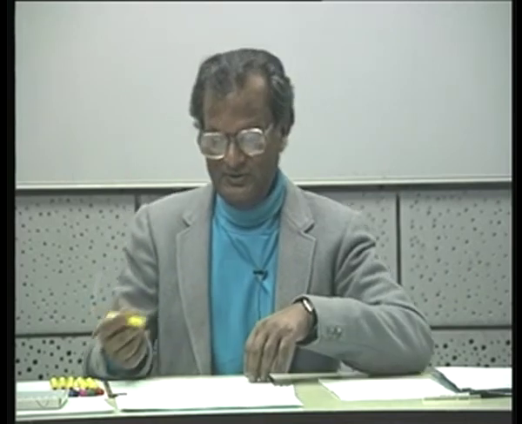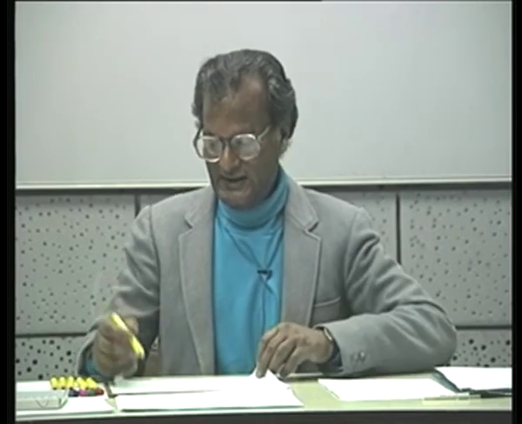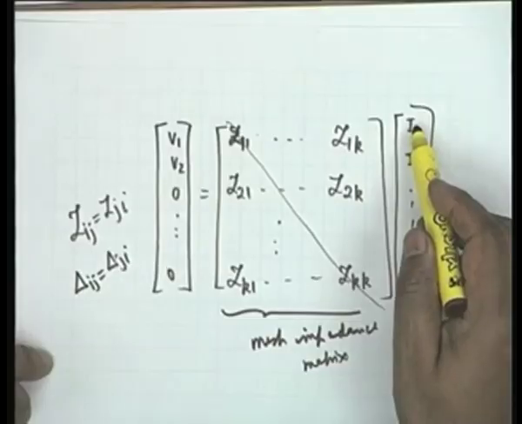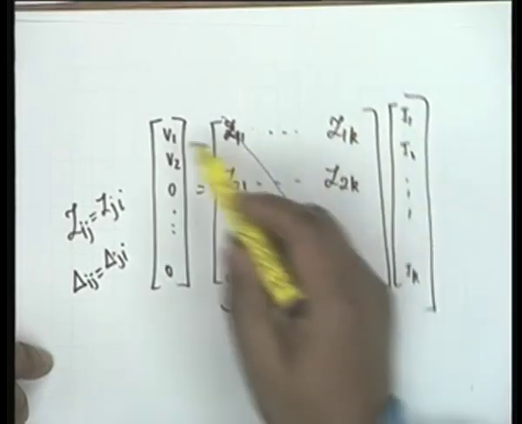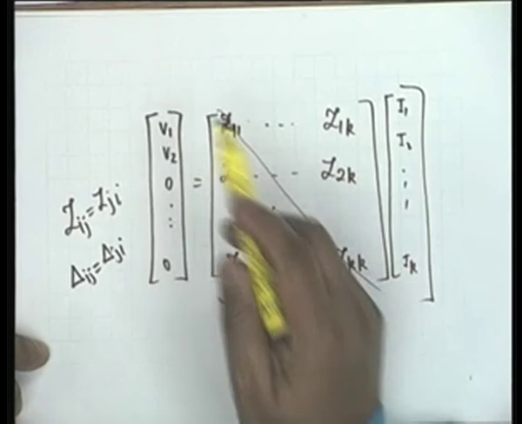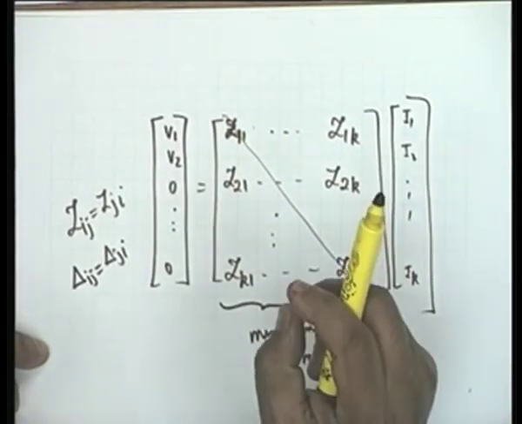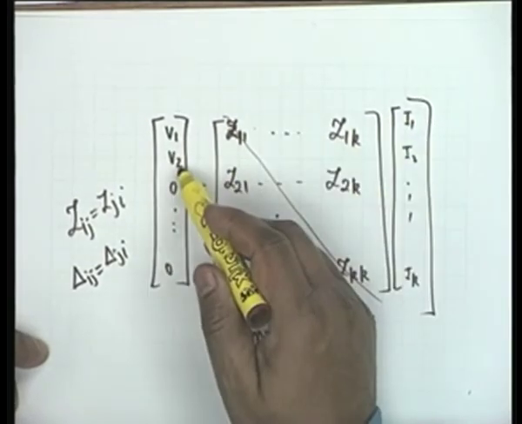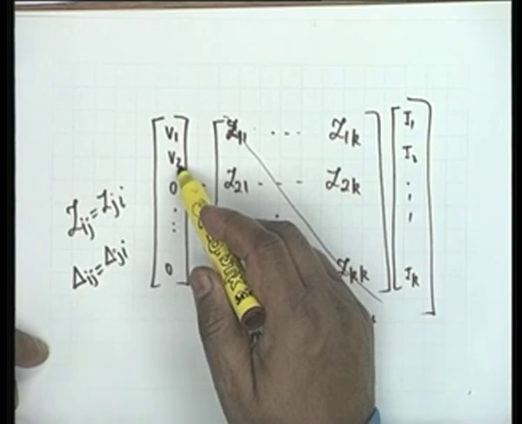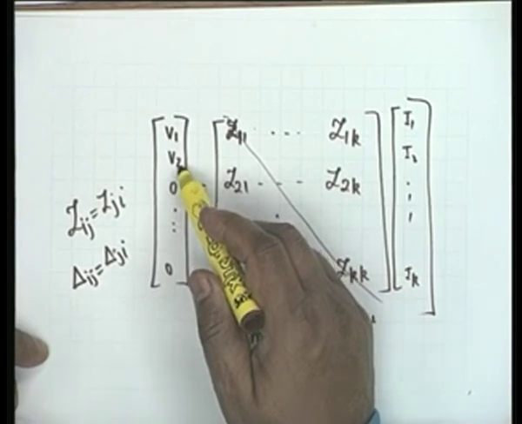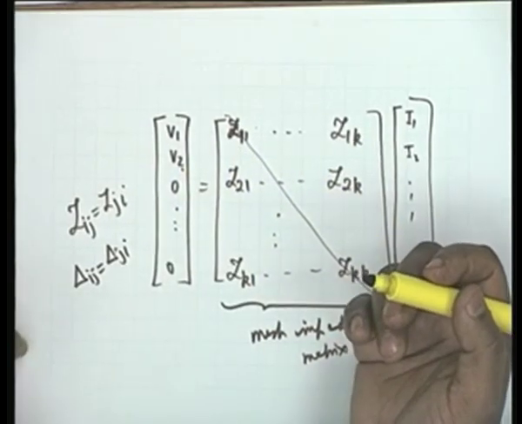Okay, finally what we do is we find these currents I1 and I2. I1 would be del 11 by del multiplied by V1 plus del 21 by del multiplied by V2, from which you identify Y11 and Y12.